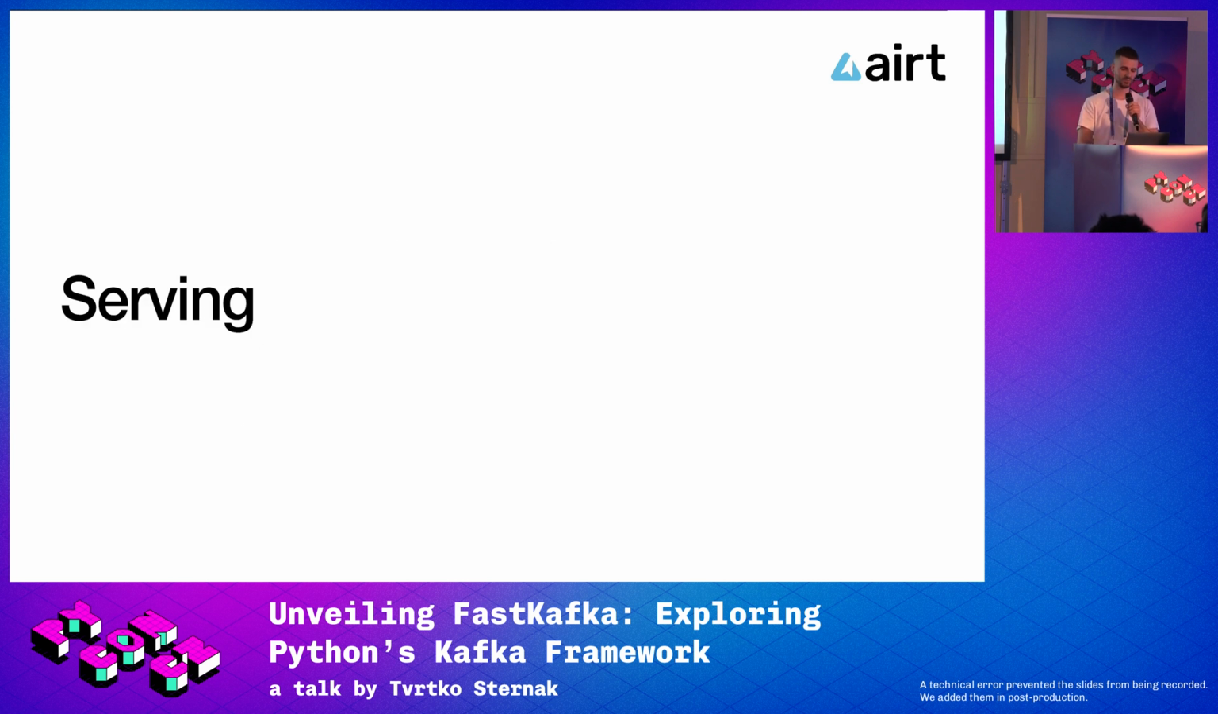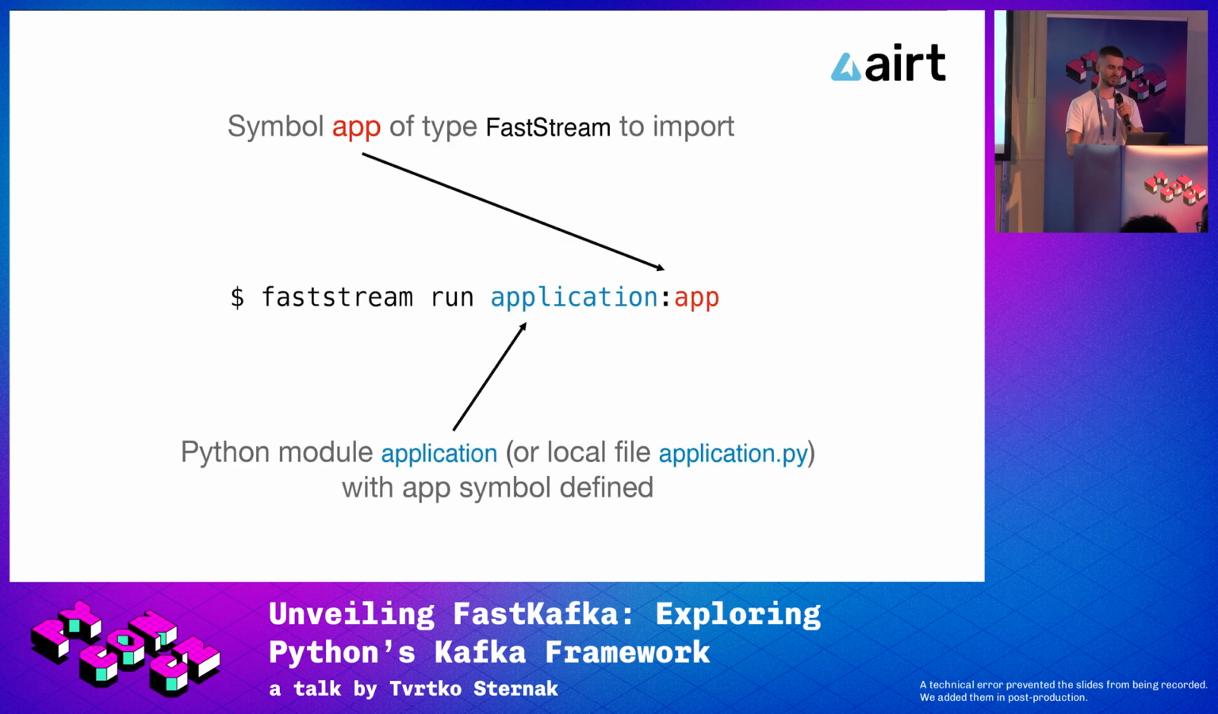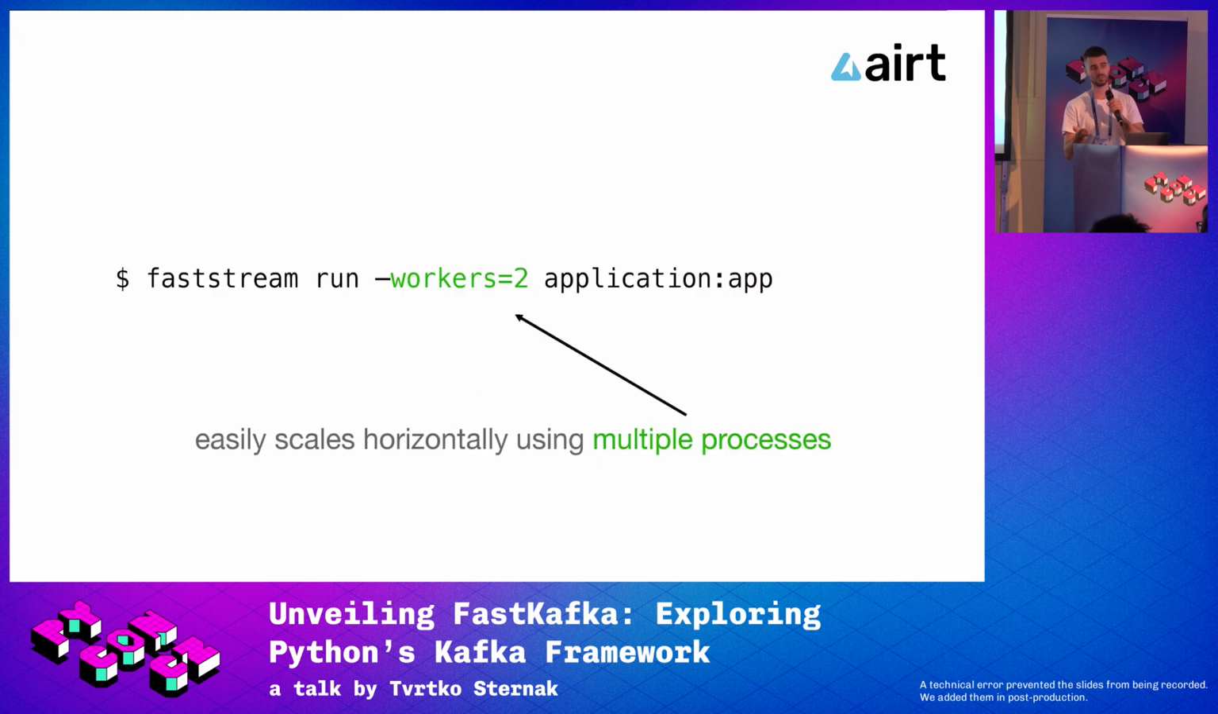So how to serve the app? FastStream comes with a CLI. So when you're done with developing your application, you call the FastStream run, and you just pass your Python module, the application, or the application py file, which has an app symbol defined, which is a type of FastStream, and it will take care of everything for you. So it will run your application and it will take care of the cleanup when you shut it down.